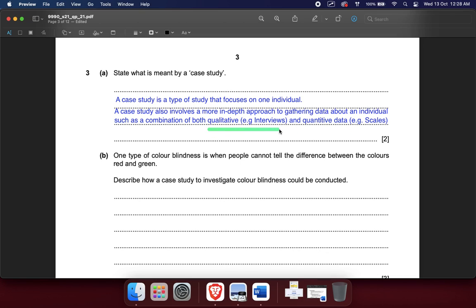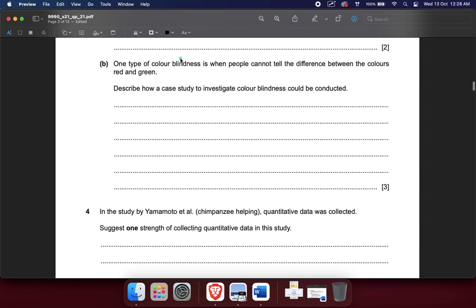And there were also interviews to figure out what's going on with the boy, his background, his story, and stuff like that. Okay, so that's how you get 2 marks. Let's move on. One type of color blindness is when people cannot tell the difference between colors red and green. Describe how a case study to investigate color blindness could be conducted.